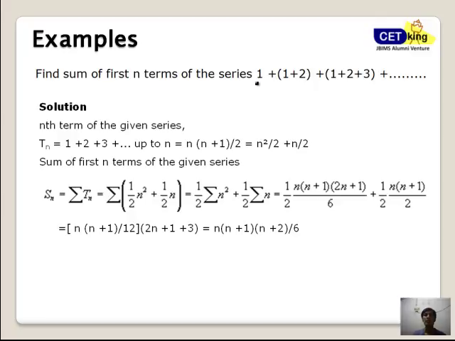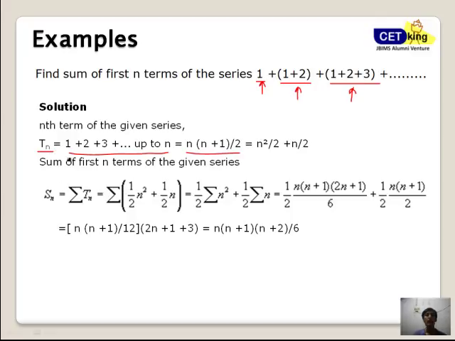Let's look at this. If you look at the first term, we can see the first term is simply 1. If you look at the second term, then the second term is nothing but the sum of the first two terms. The third term is similarly the sum of the first three terms. So the nth term would be the sum of the first n terms, which is given by n into (n plus 1) by 2. This would be the nth term.